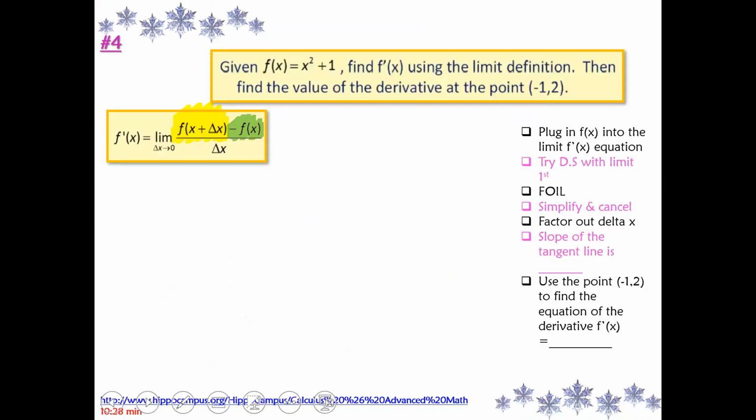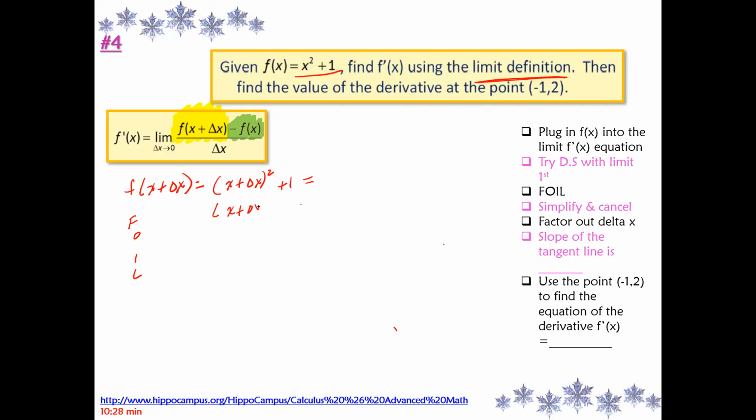All right, so it says given f of x equals x squared plus 1, find f prime of x using the limit definition. Then find the value of the derivative at point -1, comma 2. So looking at this, I am going to start off with f of x plus delta x. Here's my equation. Whenever there's an x, I'm going to replace that x with x plus delta x. So x plus delta x squared plus 1. Well, I will have to FOIL this. So I will have to rewrite this as x plus delta x times x plus delta x.